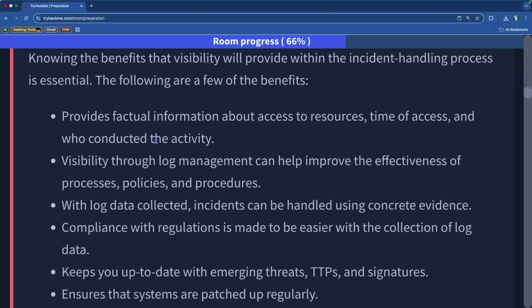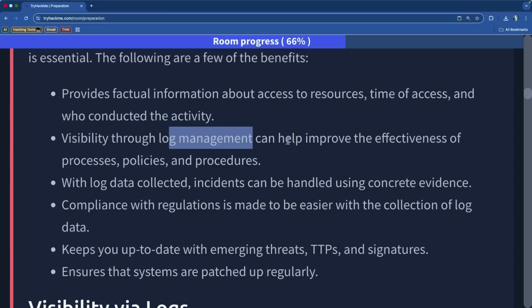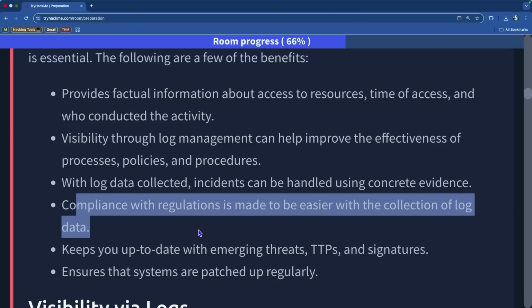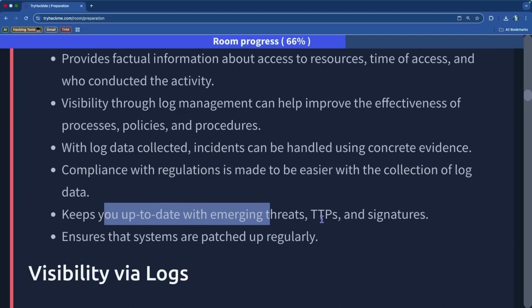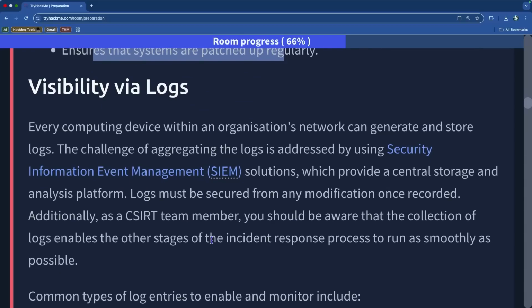If you achieve maximum visibility, there's a lot of benefits to it, right? So providing factual information about access to resources, times of access, and who conducted the activity. This is all log information. Visibility through log management can improve the effectiveness of the processes, policies, and procedures. With log data collected, incidents can be handled using concrete evidence instead of guessing. Compliance with regulations is made easier with the collection of log data. It keeps you up to date with emerging threats, TTPs, and signatures, and of course ensures that the systems are patched up regularly. So that's visibility via logs.